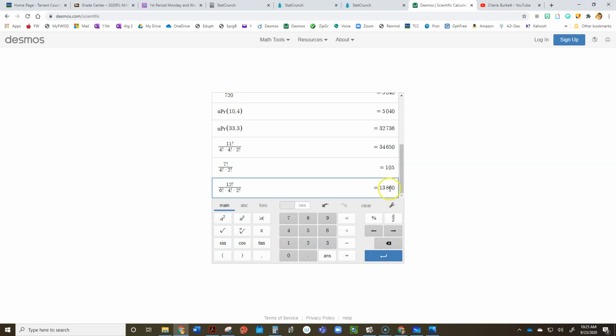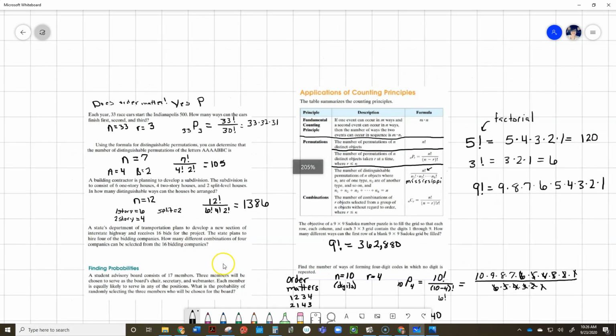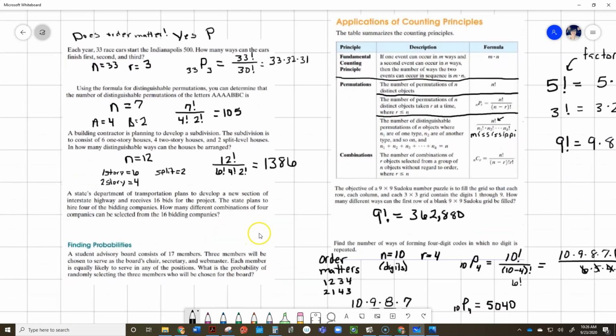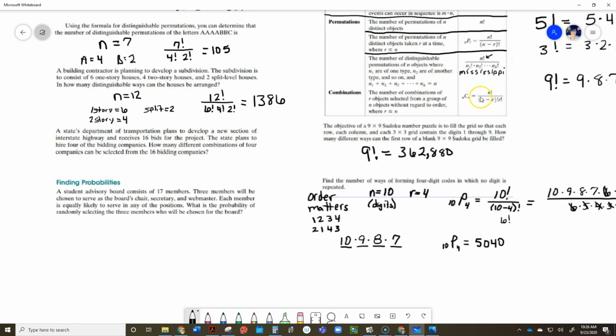When you type that in, you get 13,860 different ways to arrange those 12 houses. 13,860. All right. Let's see. All right, so these last two problems are examples of combinations. And again, the reason that they're combinations is because order doesn't matter.